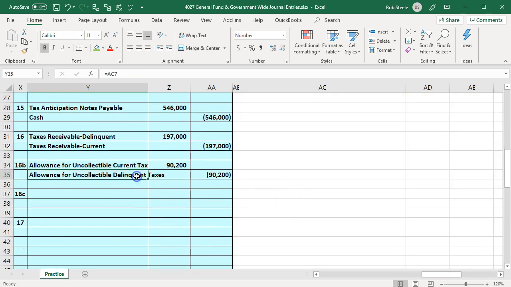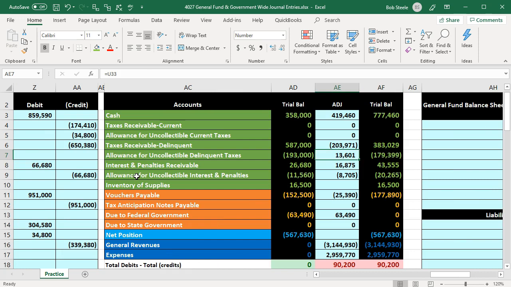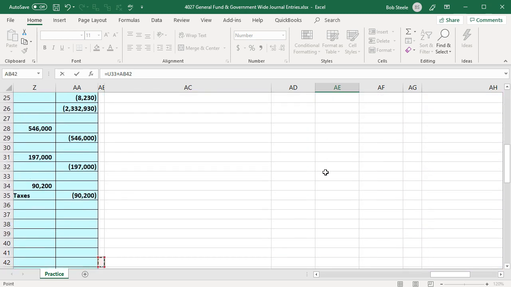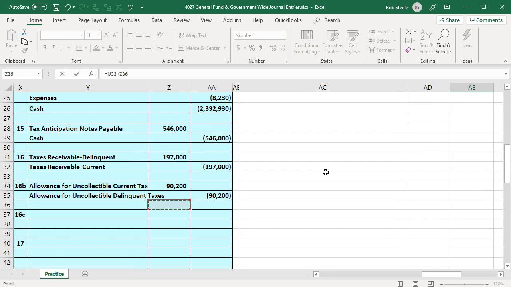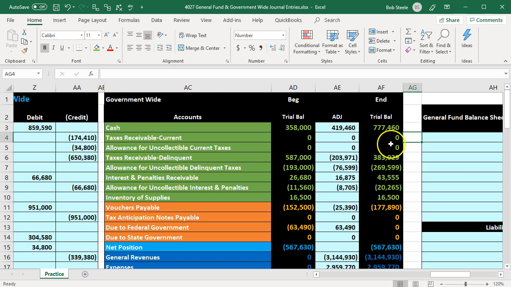Then we have the allowance for uncollectible delinquent. So scrolling back up, we're looking for the allowance for uncollectible delinquent. We are in AE7, double clicking on AE7. Going to the end of it, plus putting the cursor back down, scrolling back down. We're going to pick up the credit of the 90. There we have it. So what we've done is just moved it out of the receivables that are current and the allowance and moved it down to the delinquent.